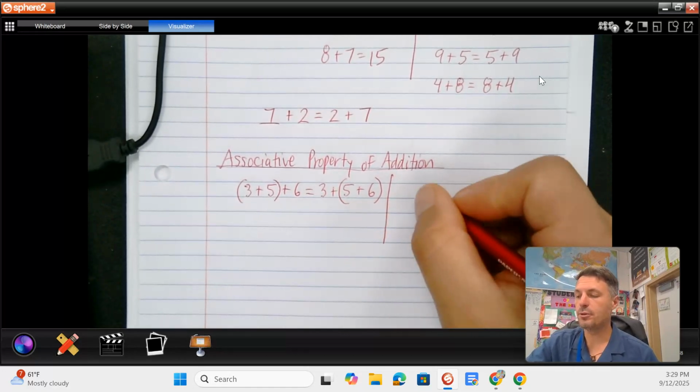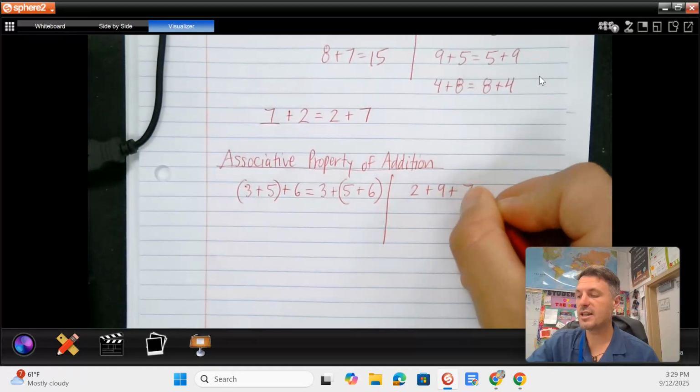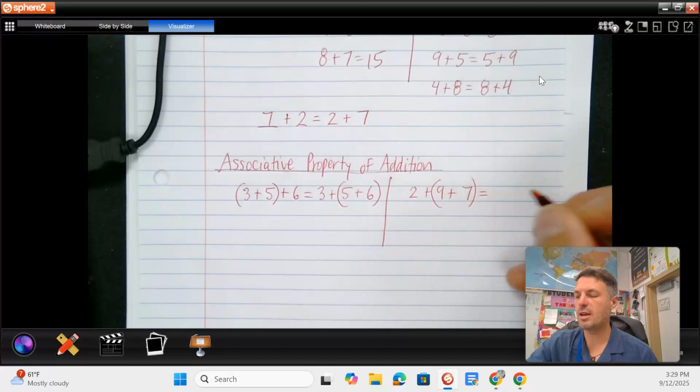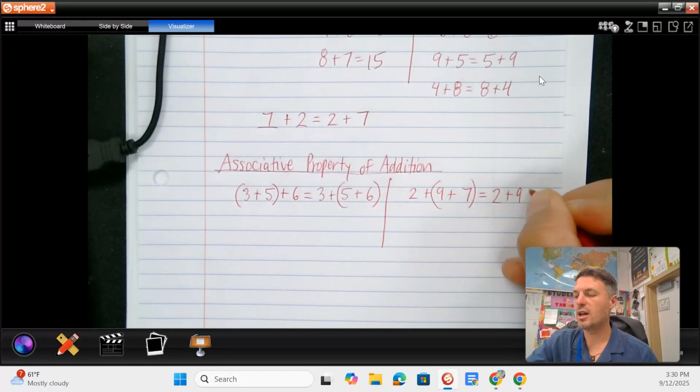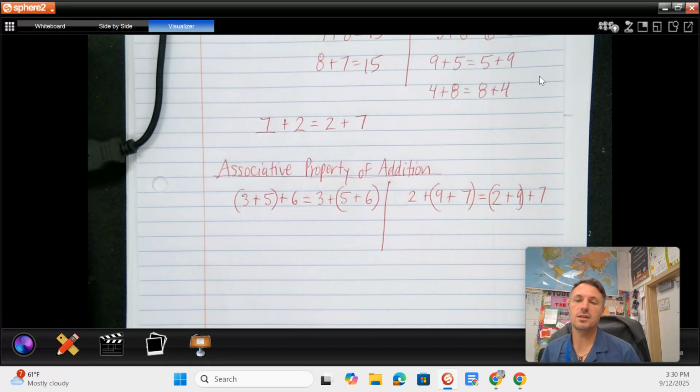Let's do another example. Let's say we have 2 plus 9 plus 7 with the 9 and the 7 in parentheses. That equals the same thing as 2 plus 9 plus 7 with the 9 and the 2 in parentheses. So the way the numbers are grouped changed, but the numbers didn't change, so the answer is still the same. All that changed is the order in which you solve it.